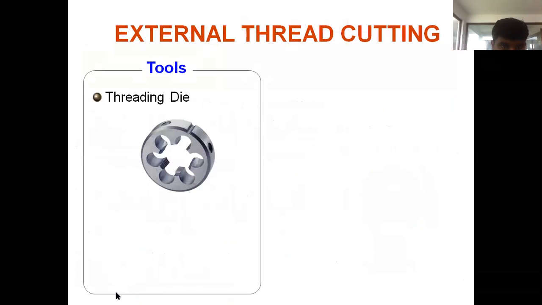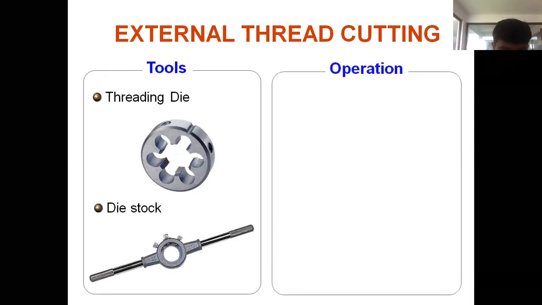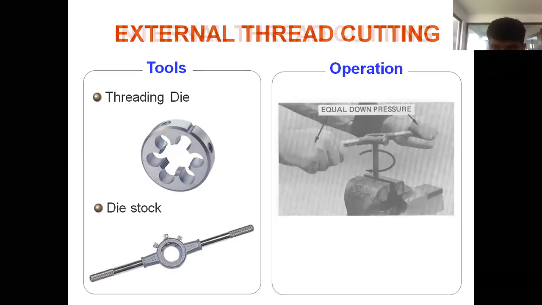External thread cutting: how is external thread cutting done? With threading dies. The dies will have teeth, the thread forms or profiles. With these we are going to make the external threads. Die stocks are used. So operations like this.